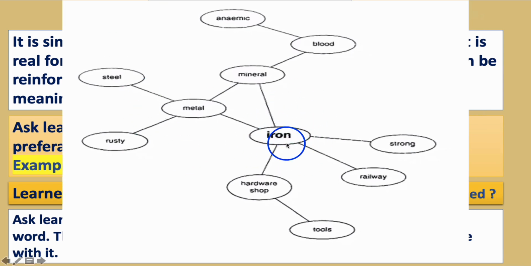Okay, so the target word is iron. So in iron, we can get strong, railways, hardwood shop, tools, metals, blood, steel, rusty, and all this stuff. Okay, they need to make associations, like hyponymy.